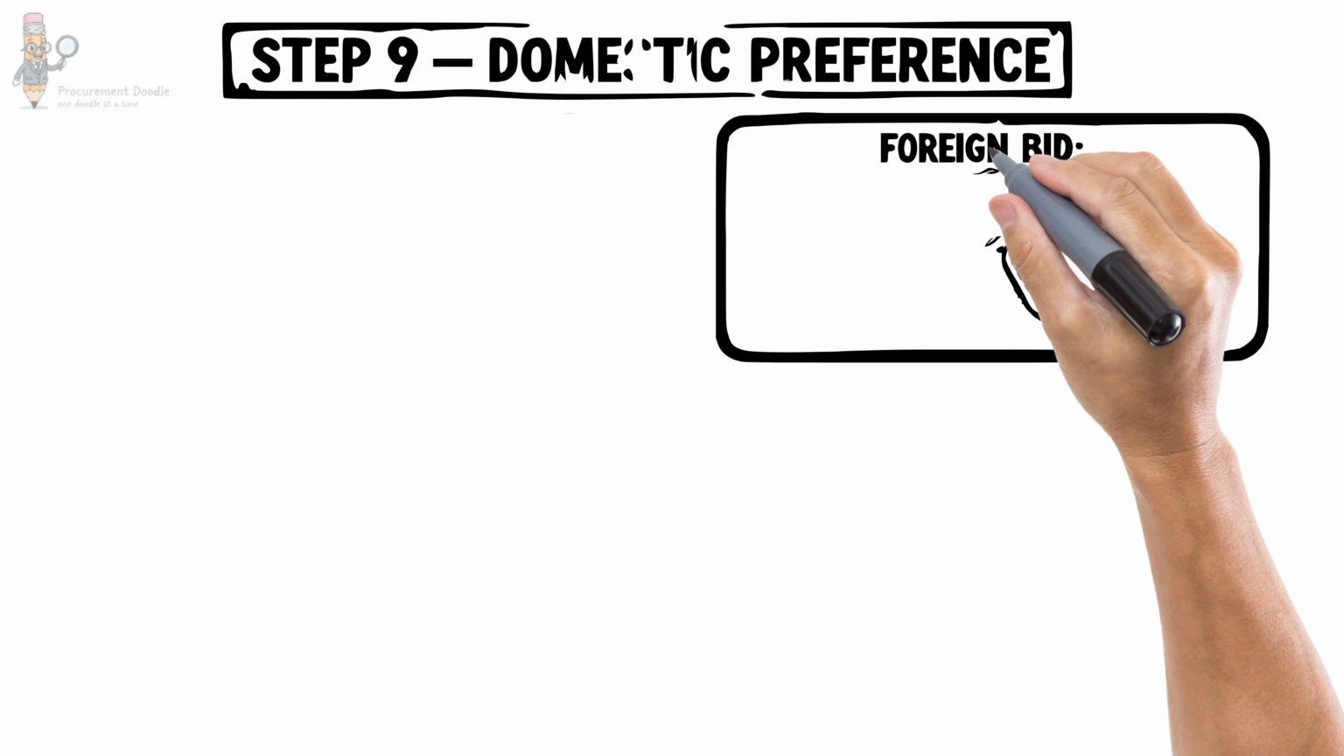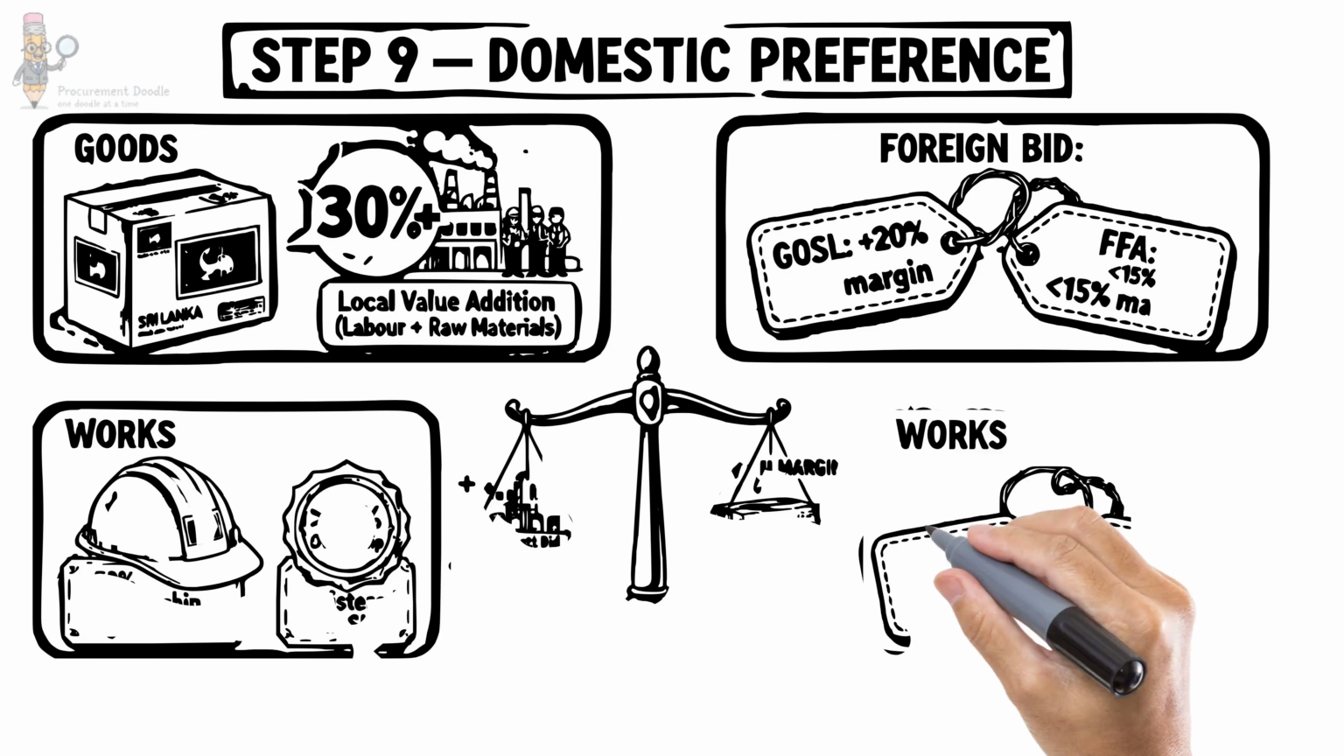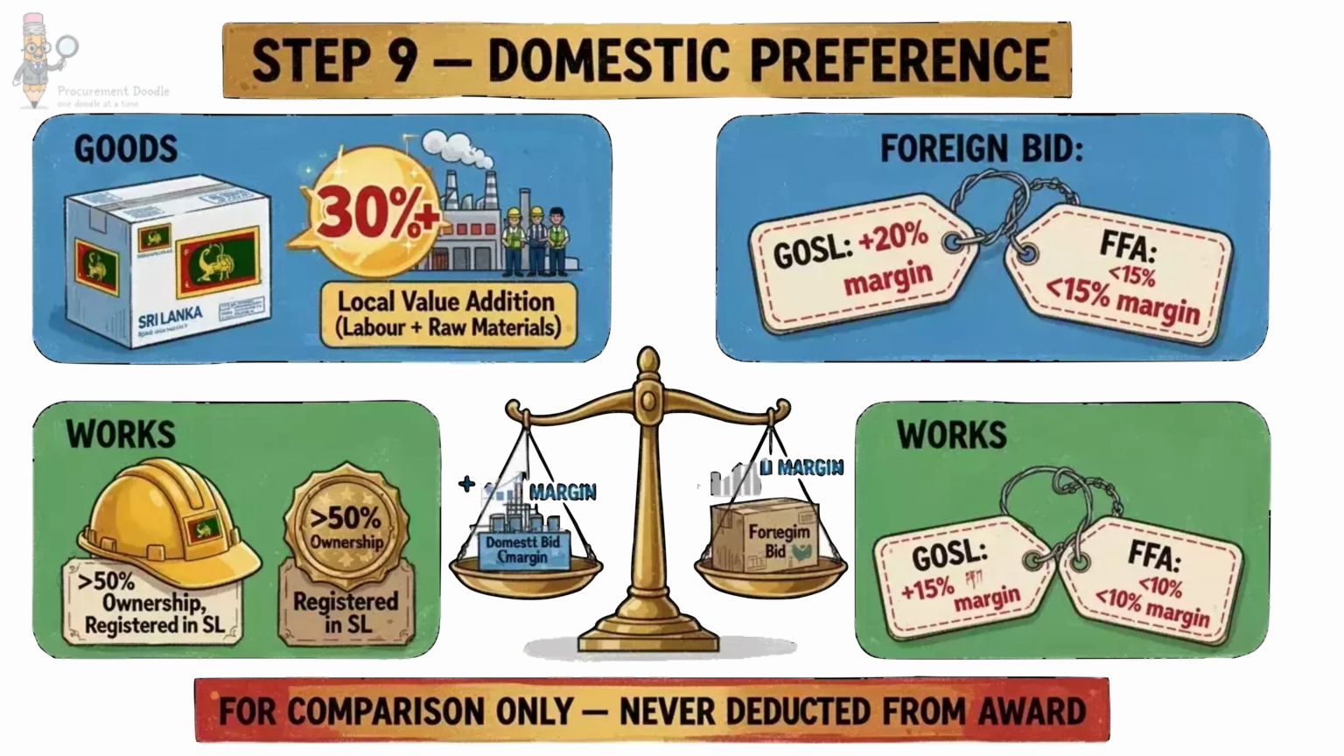Step 9. Domestic preference. For goods, eligibility requires 30% or more local value addition in labor and raw materials. Under local funding, a 20% margin is added to non-eligible bids. Under foreign funding, it's less than 15%. For works, domestic firms need over 50% local ownership. The margin is for comparison only, never deducted from the award.